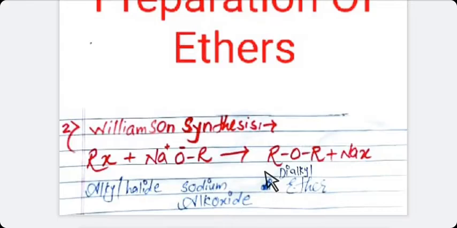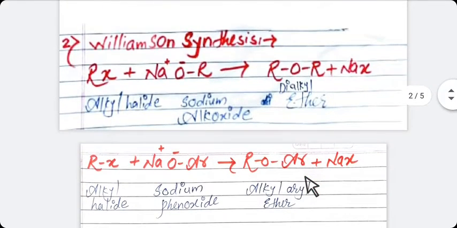Dear students, simple as well as mixed ether can be prepared in laboratory by Williamson synthesis. In this method, alkyl halide is treated with sodium alkoxide or sodium phenoxide to give dialkyl ether or alkyl aryl ether. As you have seen in the example, alkyl halide is treated with sodium alkoxide. Alkyl halide means RX, sodium alkoxide means RONa. It gives diethyl ether.